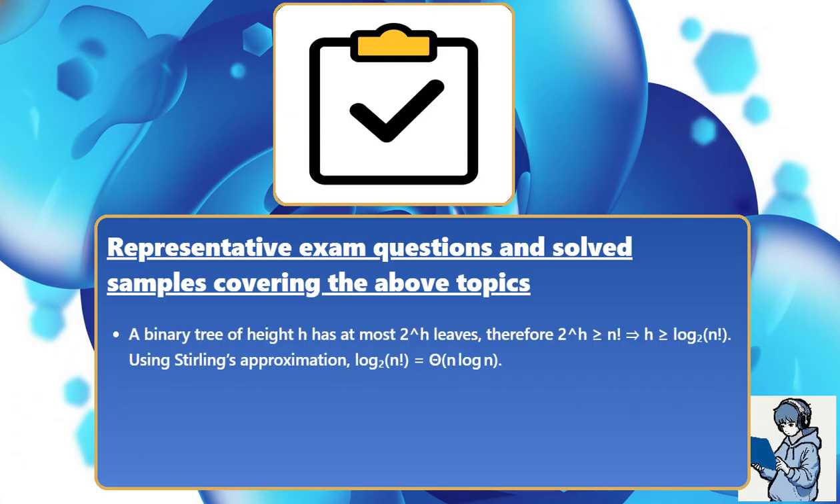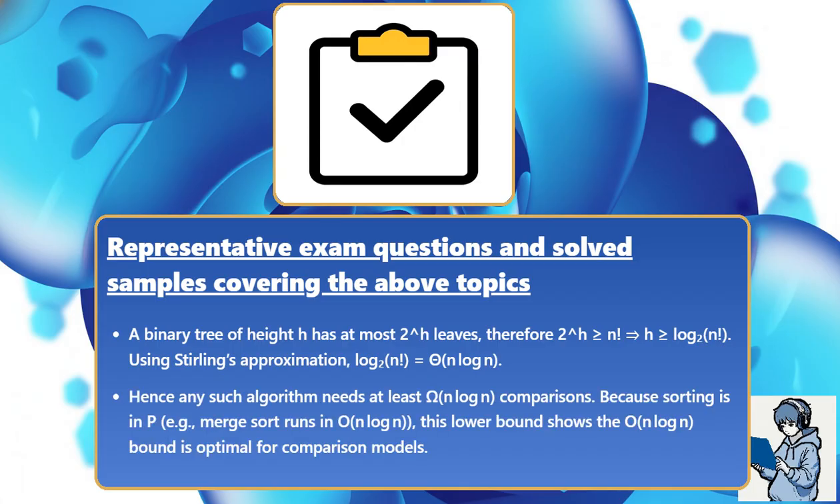A binary tree of height h has at most 2^h leaves, therefore 2^h is greater than or equal to n factorial, implying h is greater than or equal to log base 2 of n factorial. Using Stirling's approximation, log base 2 of n factorial is theta of n log n. Hence, any such algorithm needs at least omega of n log n comparisons. Because sorting is in P, for example merge sort runs in O of n log n, this lower bound shows the O of n log n bound is optimal for comparison models.